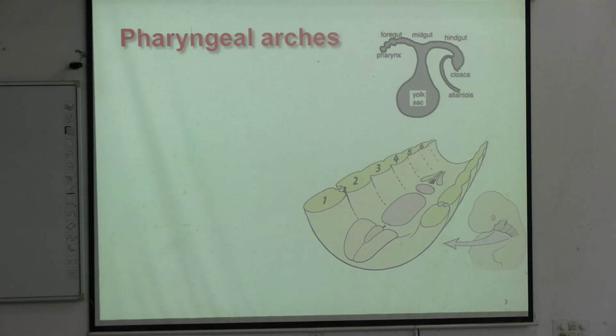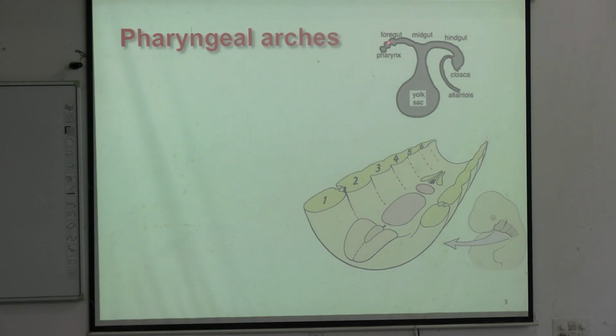Now what do we mean by pharyngeal arches? You see this embryo we are familiar with. We have the foregut, the midgut, and the hindgut. Now we focus on the foregut region. In the cranial most part of the foregut, the mesenchymal tissue, that means the tissue present around, shows some condensation, some areas of aggregation.